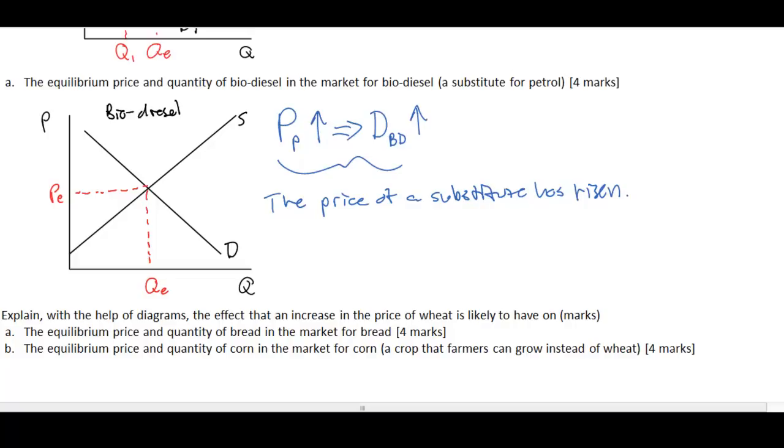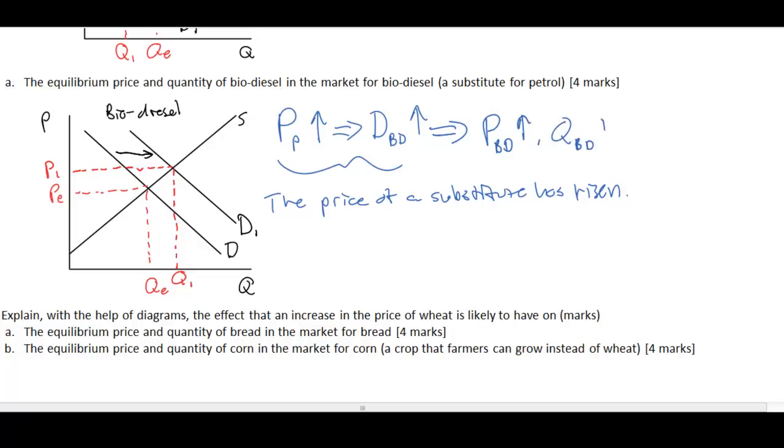Let's show the effect of that on our graph. Demand will shift to the right. We'll label this our new demand curve, D1. I'll draw an arrow to indicate the shift. And we can identify the impact that this will have on the equilibrium price and the equilibrium quantity of biodiesel. And that is a positive relationship. So the price of biodiesel will go up and the quantity of biodiesel will go up as well. So the determinant of demand at play here is once again the price of related goods.